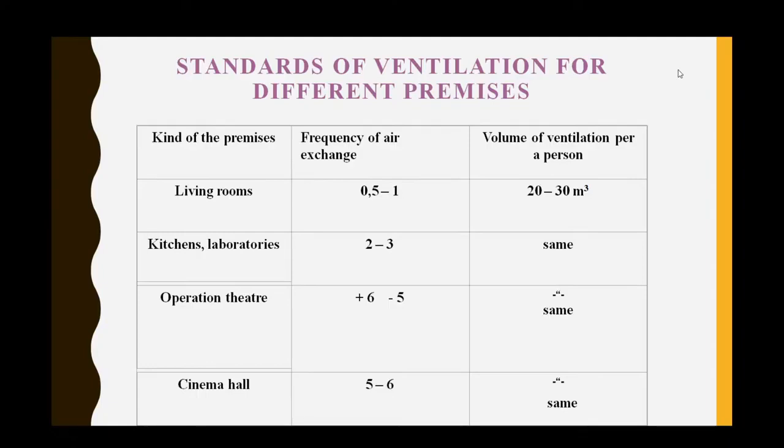Higher frequency of air exchange should be in cinema hall because it's big premise, and in operation theater always artificial ventilation, inflow plus 6 times. Plus means inflow and minus means outflow. 6 times per 1 hour inflow and 5 times per 1 hour outflow.